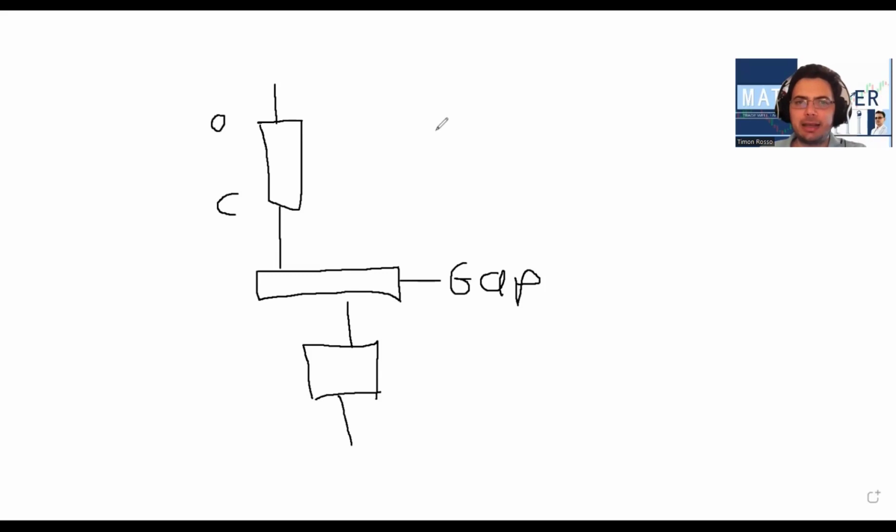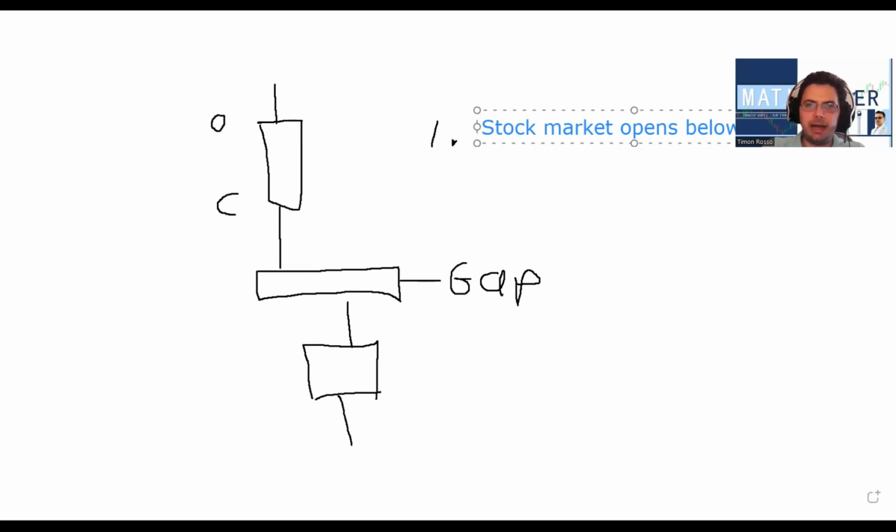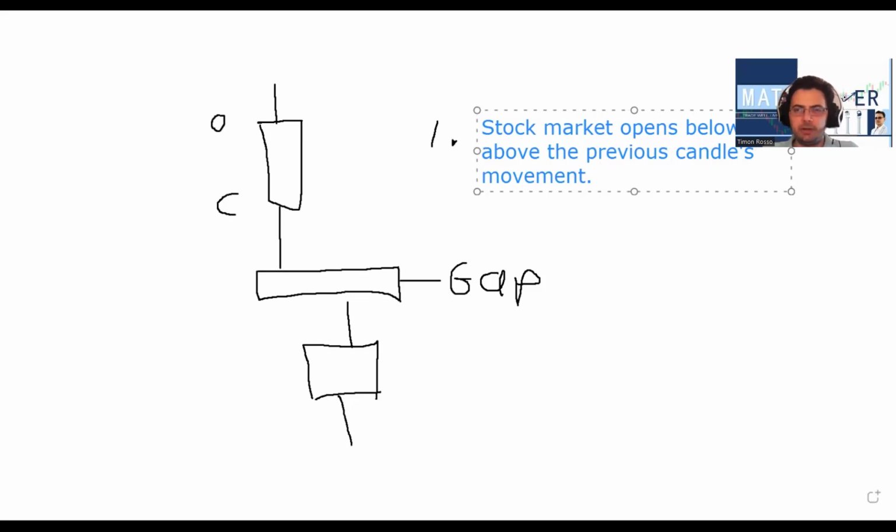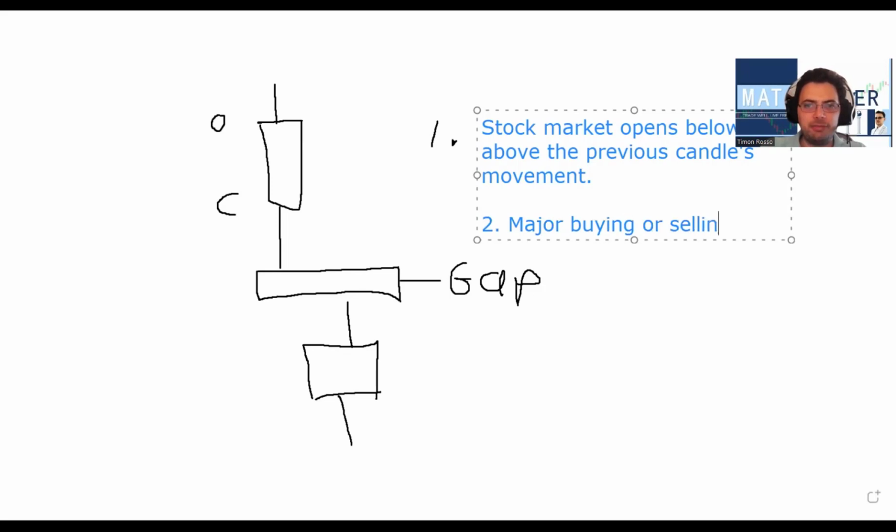So what are the reasons that there can be a gap? One, the stock market opens below or above the previous candle's movement. So this is a time issue. If something bad happened overnight with the markets and all the markets crashed in the Asian markets or the Australian markets, and then the South African market opens the next day, it has a higher chance of opening, because of the futures, at a way lower price than what it closed at. So that is one reason for a gap. The second reason is that there can be major buying or selling volume with one market.